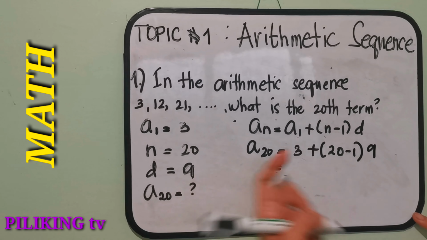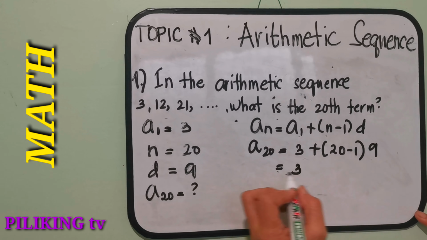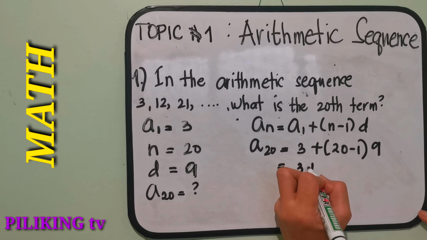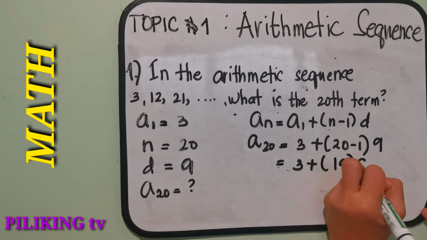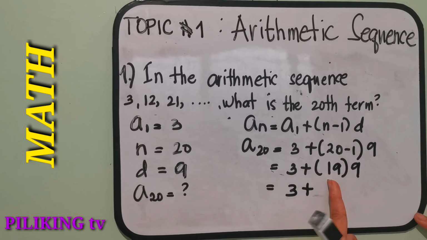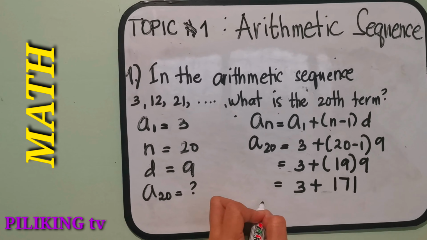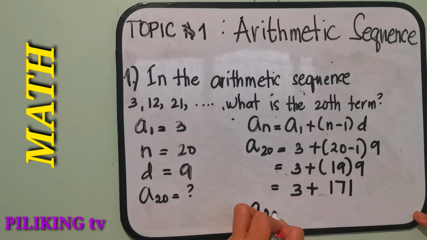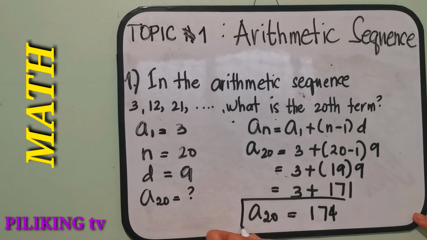You just simplify. Simplify first the number inside the parentheses. So 20 minus 1 is 19. So plus the quantity of 19, then you multiply by 9. So you write 3 plus 19 times 9, which is 171. Therefore, the 20th term, or A sub 20, is equal to 174.